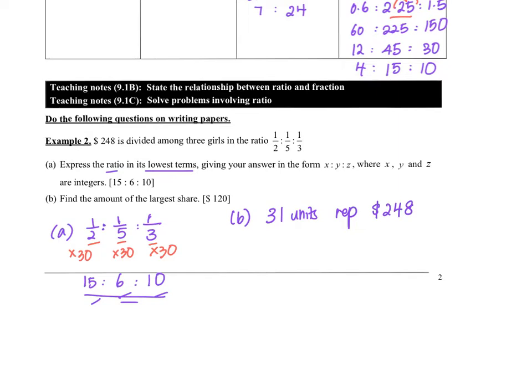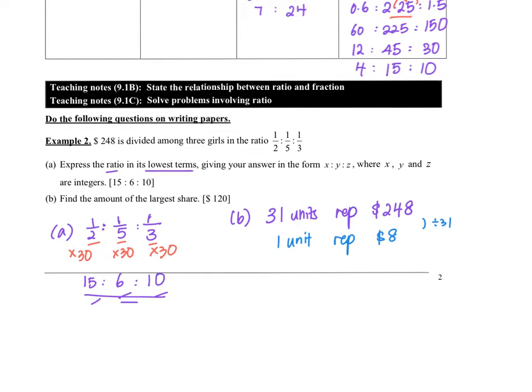In order to find the amount of largest share, now what some students will do, even before they do this, they will try to tell me that, oh, I can find the 1 unit. So some students will find 1 unit for this. If you are comfortable with that, go ahead, no problem. Just that you might need to spend a little bit more time on this. So 31 units represent 248, 1 unit will have how much? I'll need to divide by 31. And that gives me $8.